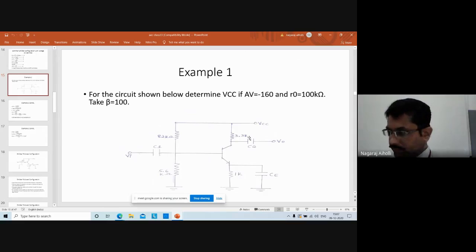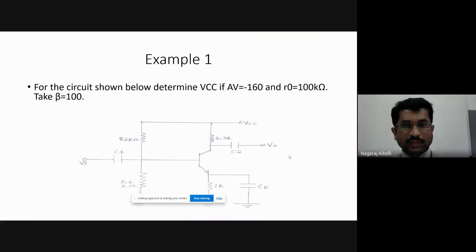This is the numerical that I have asked: common emitter configuration with voltage divider bias. I have put it in the form of a statement. The statement is, for the common emitter configuration with voltage divider bias, given R1 equal to 82 kilo ohms, R2 equal to 5.6 kilo ohm, RC equal to 3.3 kilo ohm, RE equal to 1 kilo ohm, AV, the voltage gain, equal to minus 160, r naught equal to 100 kilo ohms, beta equal to 100. Find the value of VCC.